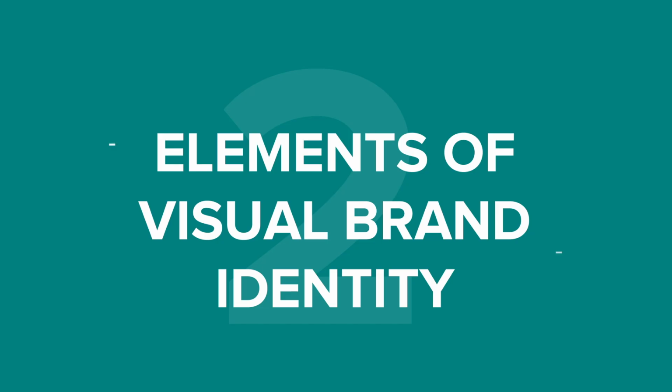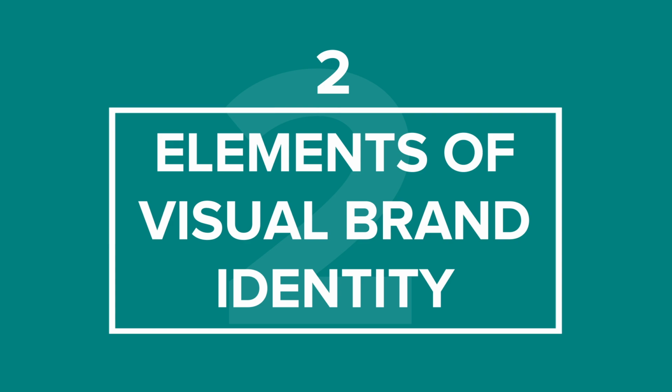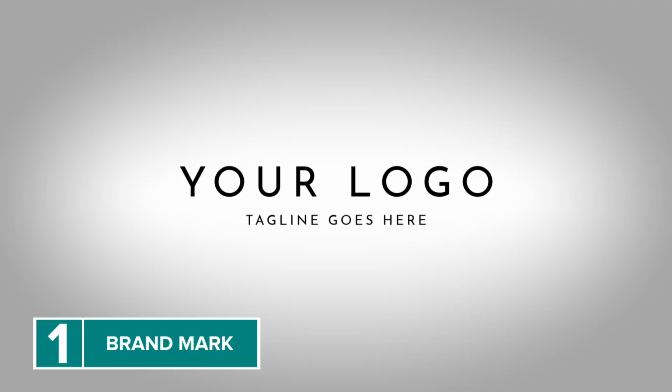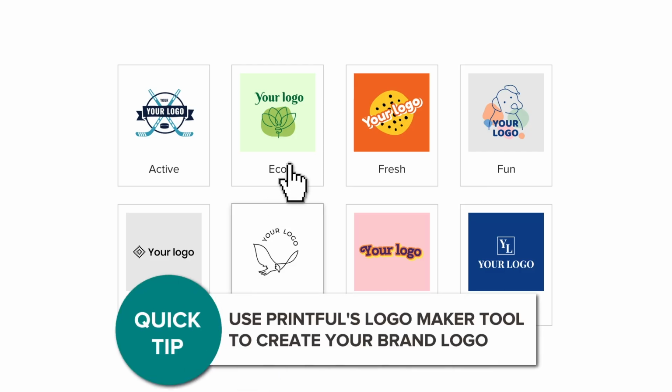Now let's get more into what elements make up visual brand identity and how you can use these elements to better form your visual style. The first element of visual brand identity is your brand mark or logo. Your brand mark is a signifier that's unique to your brand. A brand mark is your brand identity in its purest form and should immediately make people think of your company.